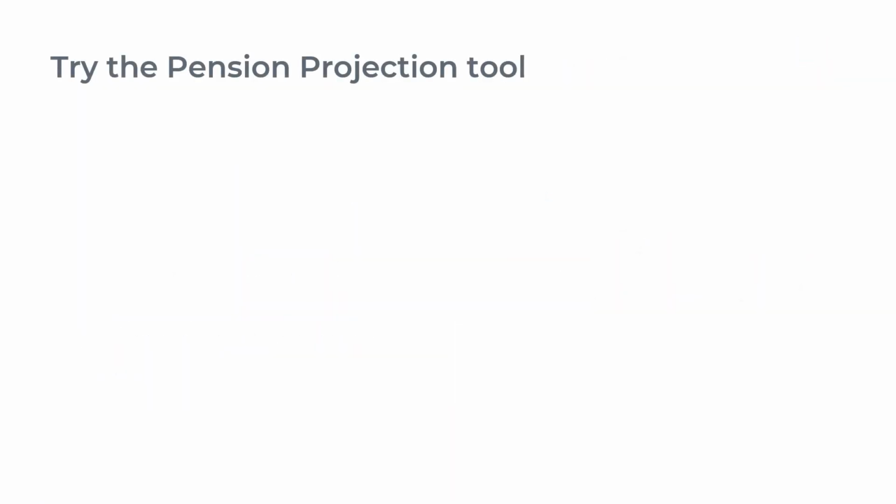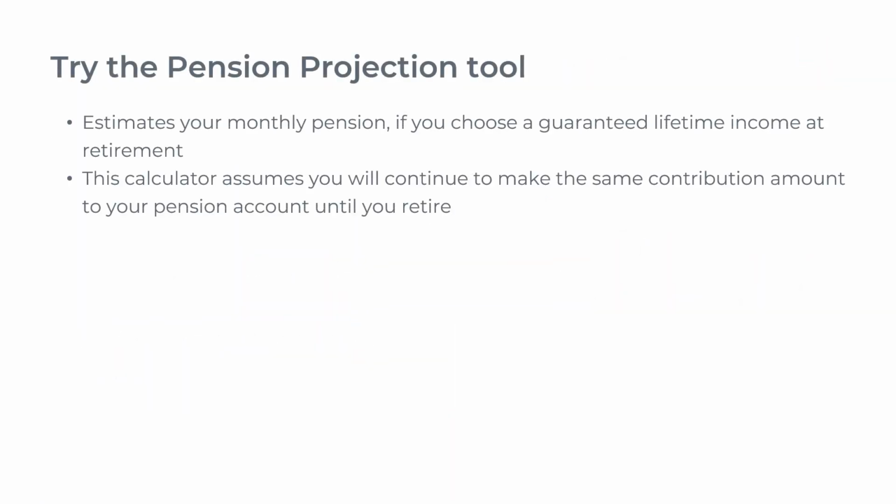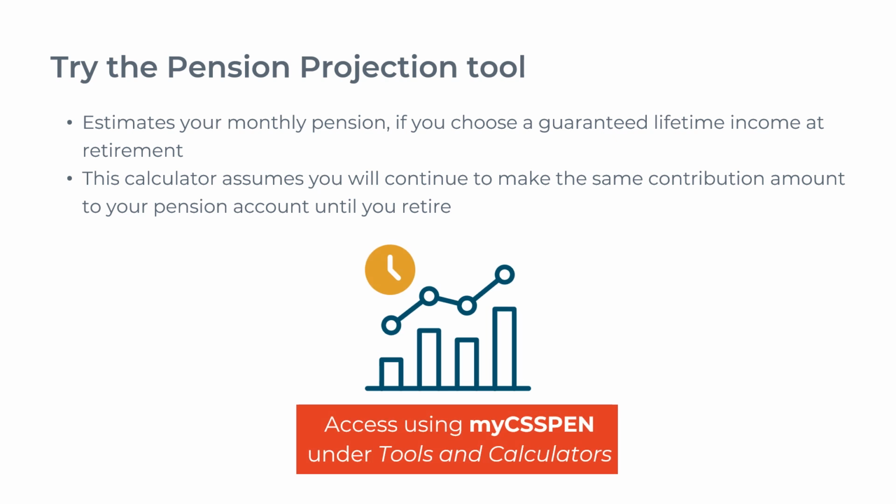As a CSS member, you can access your MyCSSPen portal and use the pension projection tool. You can use it to estimate your monthly pension if you choose a guaranteed lifetime income at retirement. If you are an active contributing member, this calculator assumes that you will continue to make the same contribution amount to your pension account until you retire. All tools are only available in your online member account, MyCSSPen.